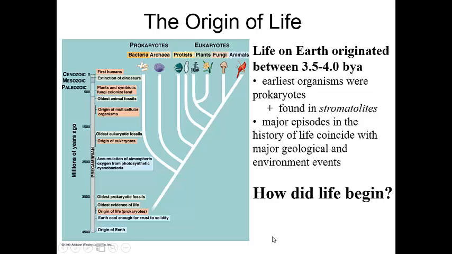Welcome to AP Biology. This video is on the origin of life. Life first originated on Earth about 3.5 to 4 billion years ago. The first living organisms to exist were prokaryotic.